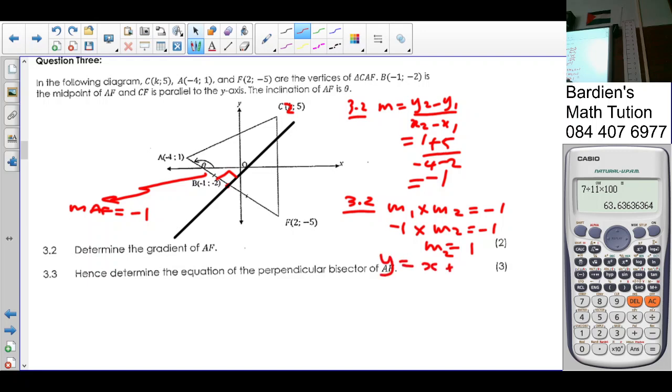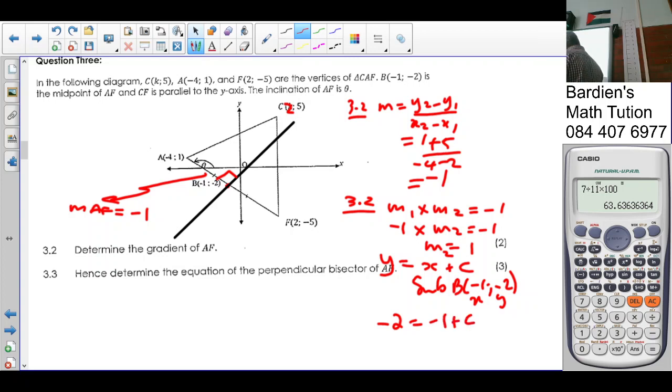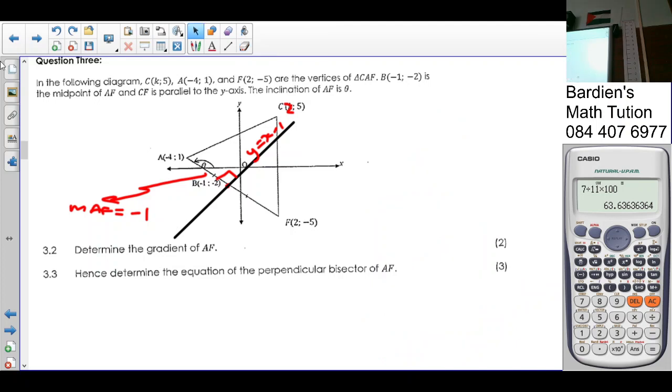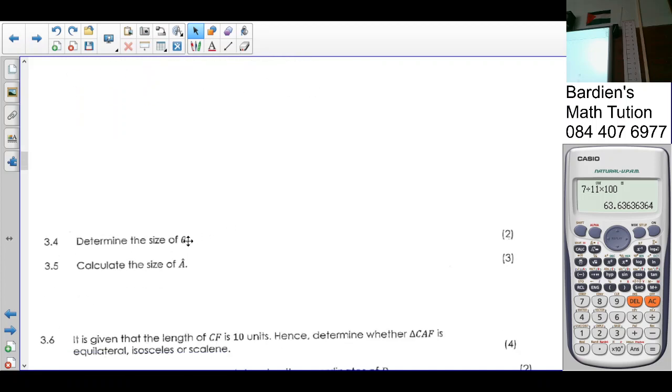So y is equal to 1x plus c. To calculate c, I can only substitute a point that this graph is going through. And this graph is going through b. So you'll substitute b, which is negative 1 and negative 2. That's again an x and a y. So negative 2 is equal to negative 1 plus c. C then works out to be negative 1. Y is equal to positive x minus 1. Okay. See me filling out all this information on the graph. So just at one glance, I can see what I have and what I'm shorting in.